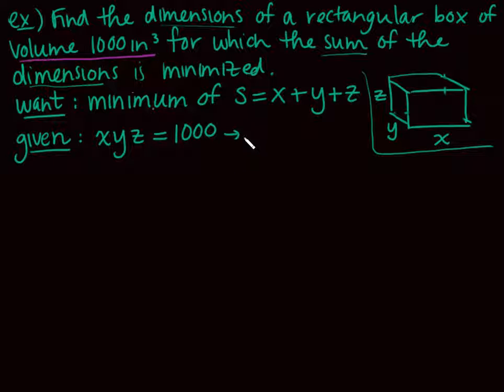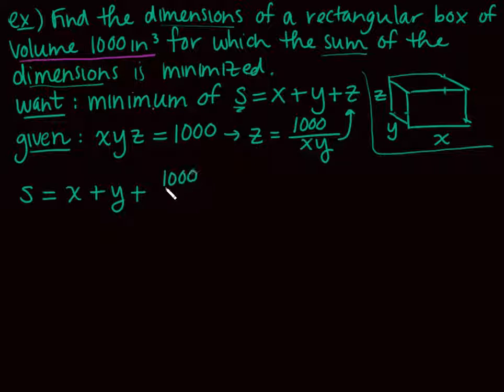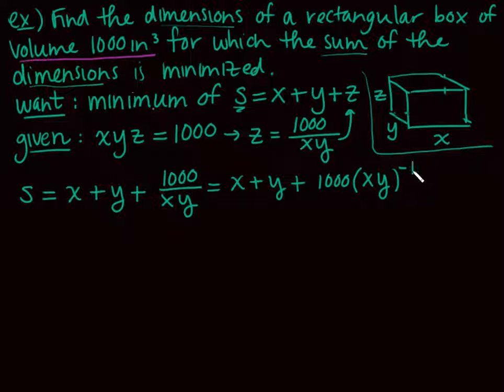So what I'm going to do with this is solve this for z so that I can write my function S in terms of just x and y. So S now is a function of just x and y, which is good. And we can write this as x plus y plus, now instead of z, I'm going to put 1,000 over xy. So that's a little tricky, especially because I want to take the partial derivatives of it. So let's do x plus y. I'm going to rewrite this as 1,000 times xy to the negative 1.